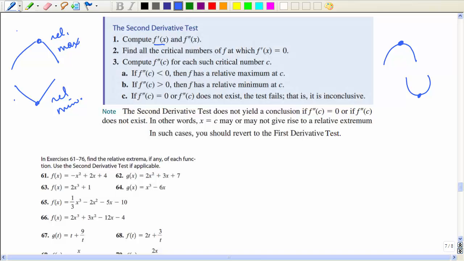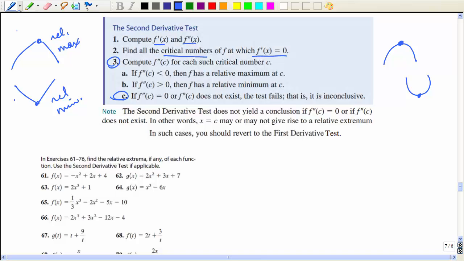We have to compute the first and second derivative. We have to find those critical numbers, and remember that's when the first derivative equals 0. And then we're going to compute the second derivative at each critical number. Now the key thing is this part C. If that second derivative equals 0 or does not exist, it doesn't tell us anything, and we've got to go back to using the first derivative anyway.